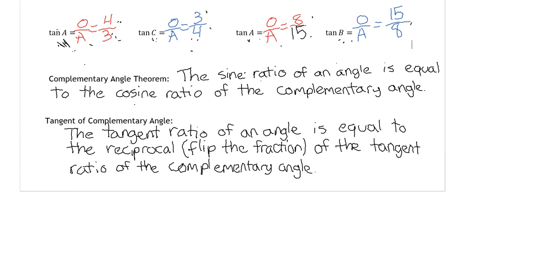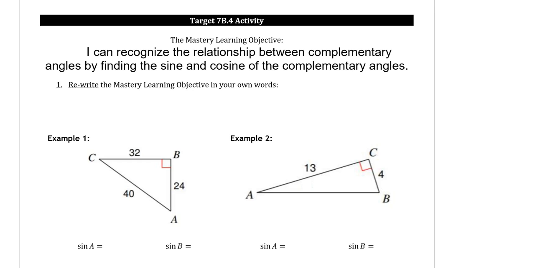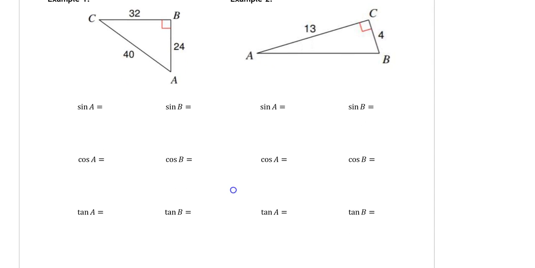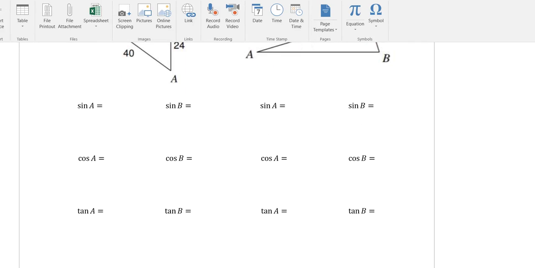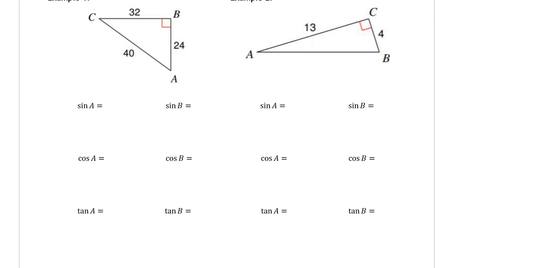There's one thing I want to mention in your activity packet. If you look at your activity packet, 7B.4, this activity, in this first example 1, all of these sine B, blah, blah, blah, blah, this is impossible. B is my right angle. These should all be C. Okay? So go ahead and make that change so that we don't get confused on our activity. All right, otherwise go ahead and get started, and I will see you guys next time.